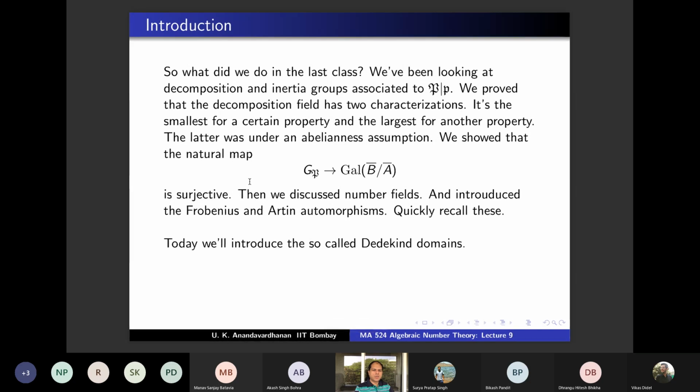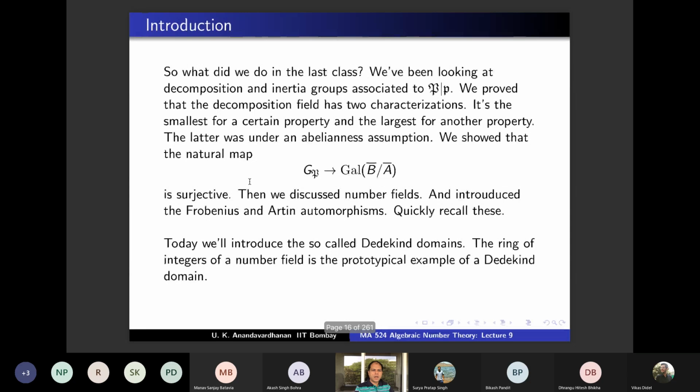And today we will introduce the so-called Dedekind domains, and we will prove a very important result. So keep in mind, we are going to study Dedekind domains a bit more, because in algebraic number theory, we will be looking at the ring of integers of a number field. So what does this mean?